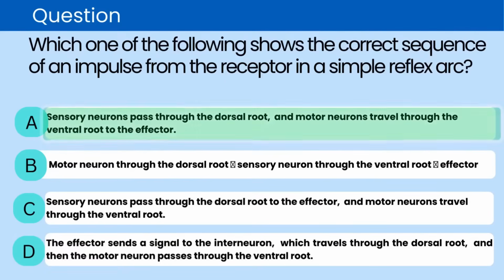The correct answer is A. In a simple reflex arc, the impulse travels from the sensory neuron through the dorsal root, to the motor neuron through the ventral root, and then to the effector.